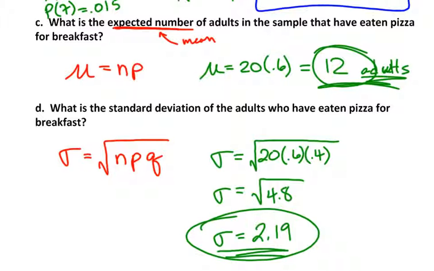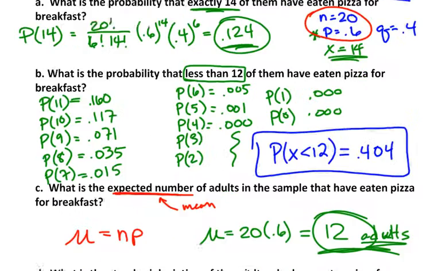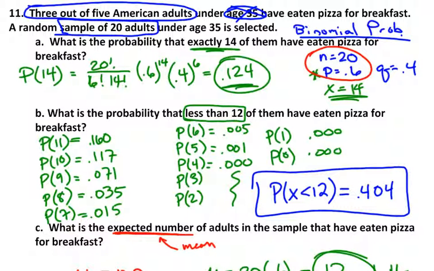Now again, recapping real quickly, we identified this as a binomial probability because everybody either ate pizza or they didn't eat pizza. So everything was a success or a failure. So we knew this was binomial probability. We had a set number of trials that we were going to deal with. So we went ahead and used the binomial probability formula. We worked that out for 14 because it was exactly 14. And we got the value of 1.124 being the probability that exactly 14 out of the 20 people ate pizza.